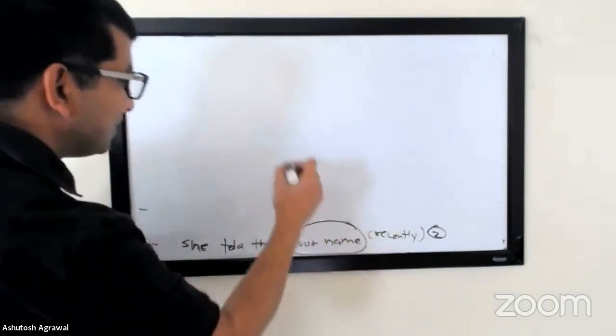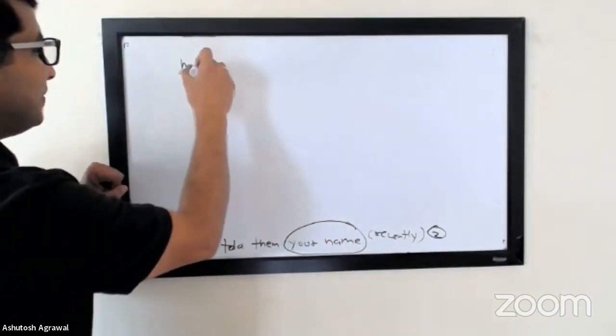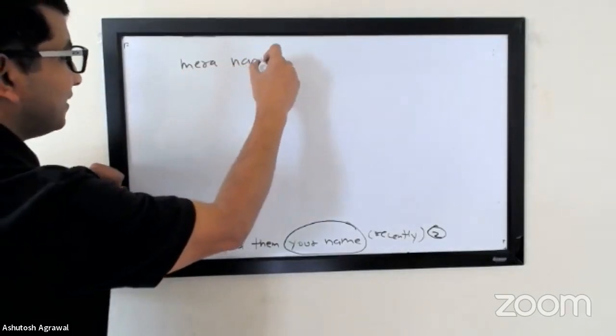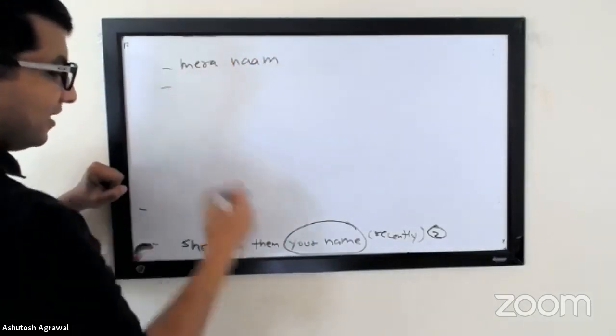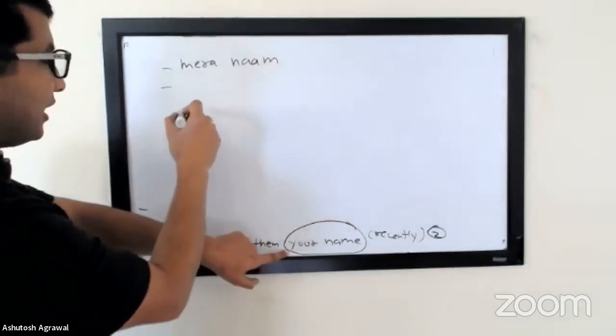मेरा नाम. Very good, right? So for my name it would be मेरा नाम, and your name would be, you is आप, and your name would be आपका नाम. Very good. आपका नाम. Okay, let's see that.